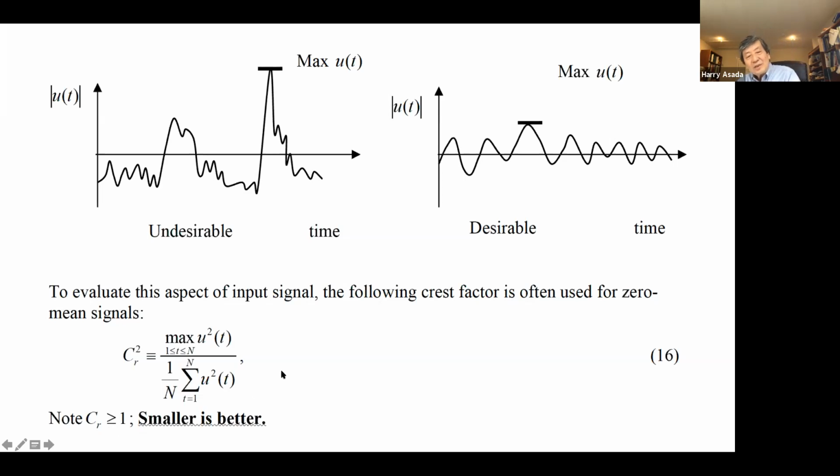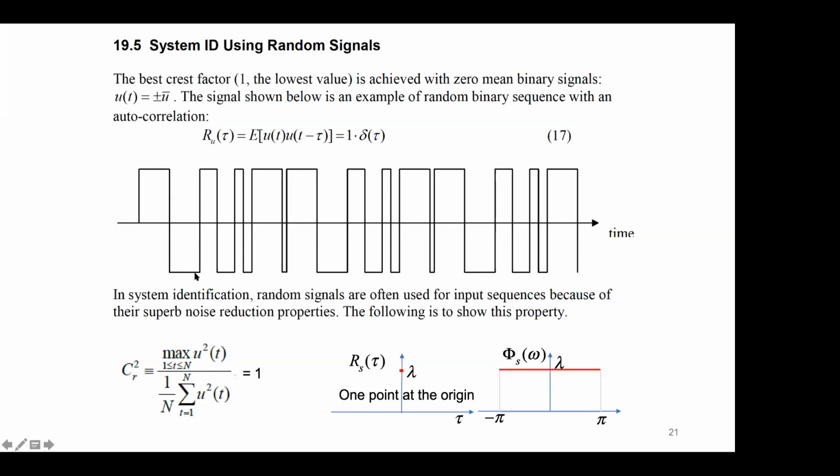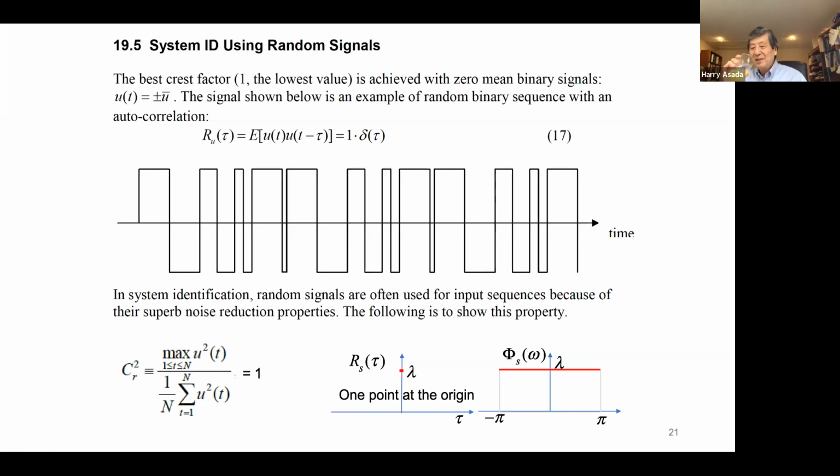What kind of signal makes CR equal to 1? What sort of signals make this one to be 1? Anyone? A constant signal? Oh, yeah, a constant, right. A sine wave or something? Yeah, it is binary. It hits the maximum peak and then goes back to the minimum negative side of the peak.